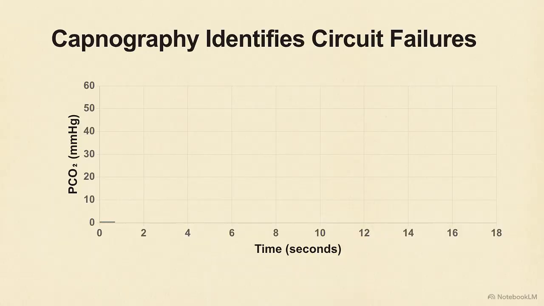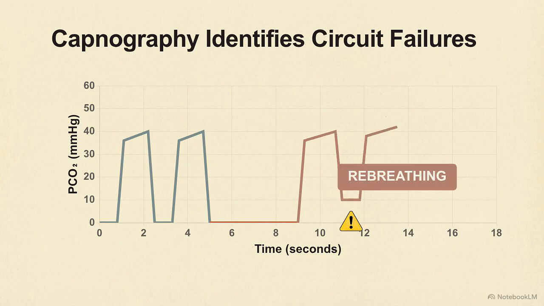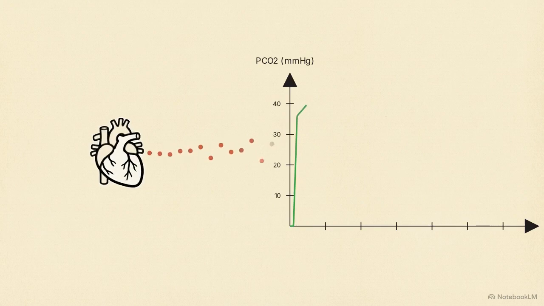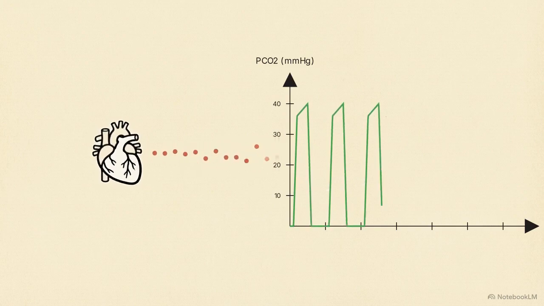The repeating square wave is our reference for normal physiology. A sudden flat line indicates no CO2 reaching the sensor, signaling a disconnection. If the baseline fails to return to zero during Phase 1, the patient is rebreathing carbon dioxide. This elevated baseline usually signals equipment failure, such as an exhausted soda lime absorber that is no longer removing CO2 from the breathing circuit. While these signs involve ventilation, capnography also serves as an indirect monitor of the heart.